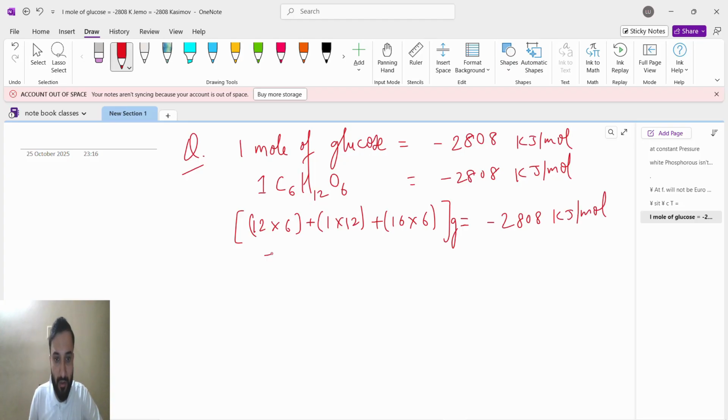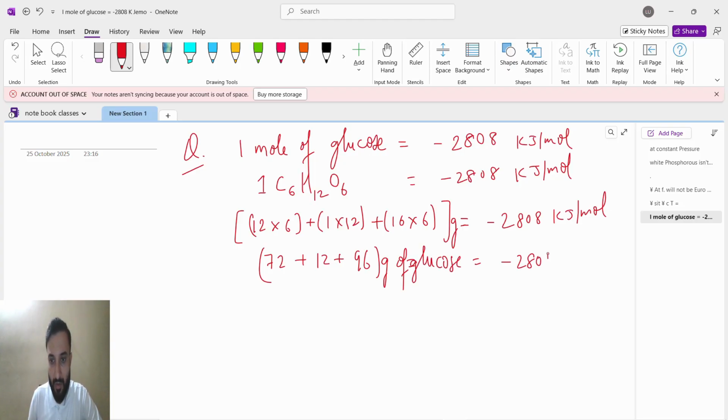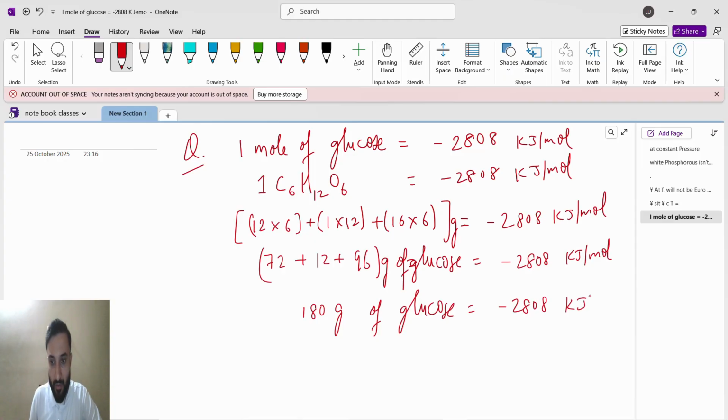So when you add this, 12 sixes are 72, plus 12 ones are 12, plus 16 sixes are 96, it will be 180. So 180 gram of glucose will give this much. Obviously they had given 1 mole of glucose, 1 mole of C6H12O6, and it is this much.